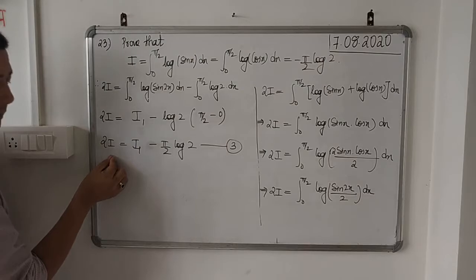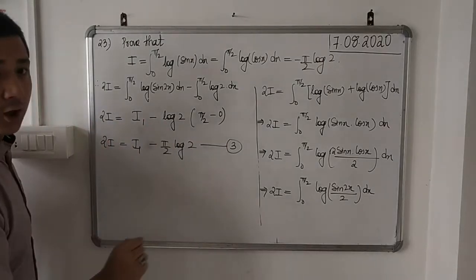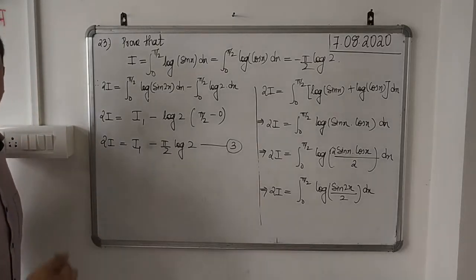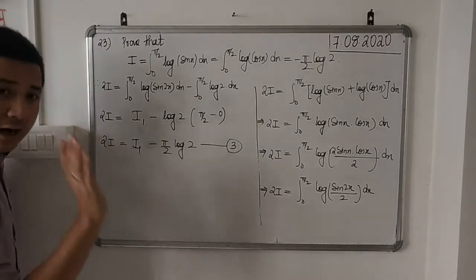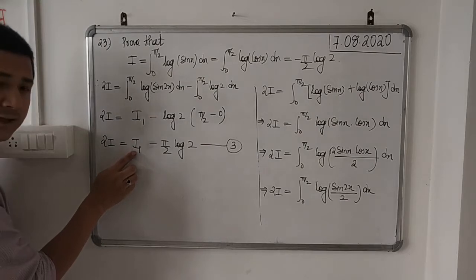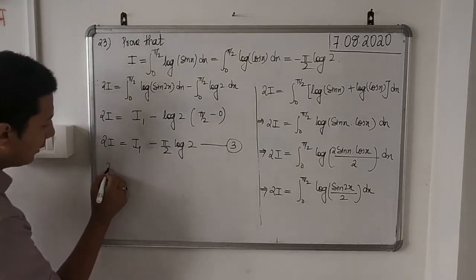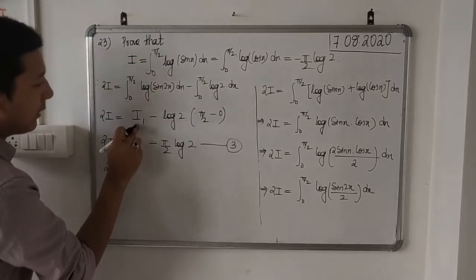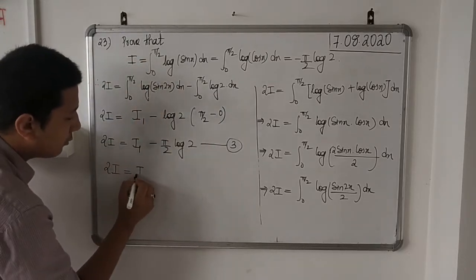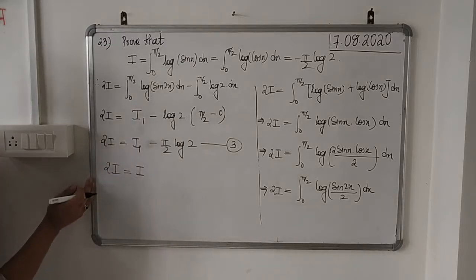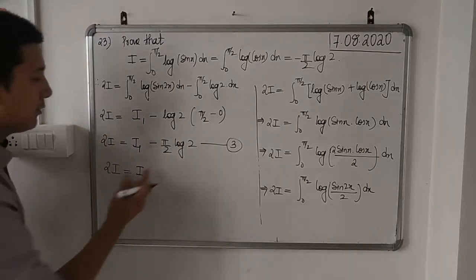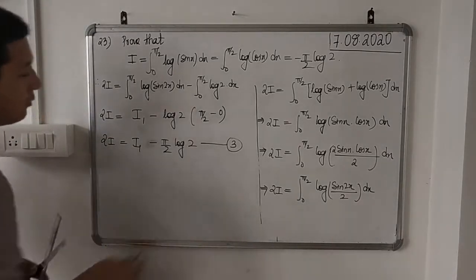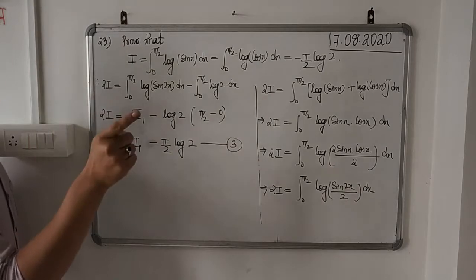I am getting 2I equals I1 minus pi by 2 into log 2. So the catch is out here. If I can prove, after simplification, that I1 is equal to I, bring this to this side, it will be 2I minus I, which is I, equal to minus pi by 2 log 2. So that is going to be our job out here. We will try and prove this I1 is equal to I.